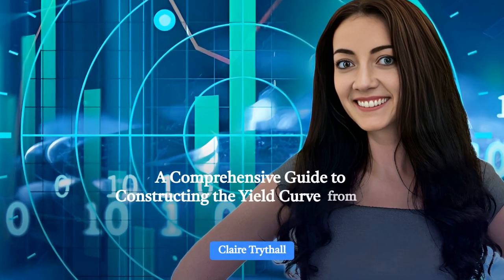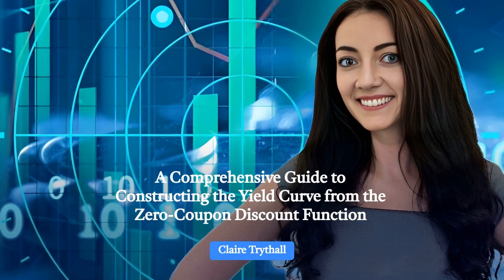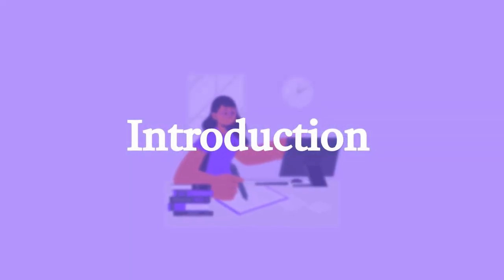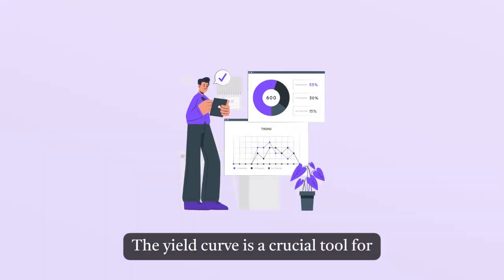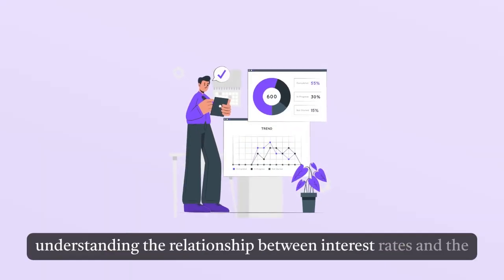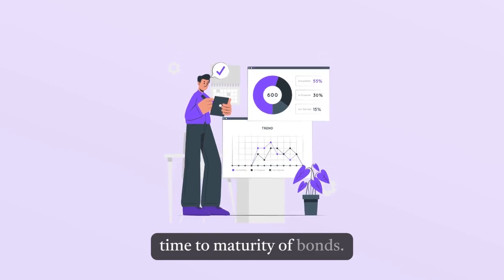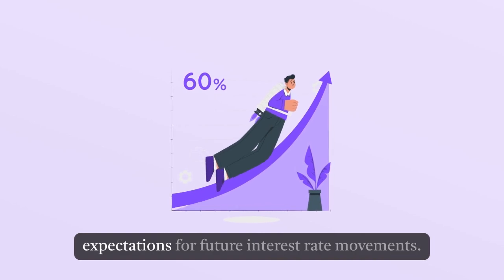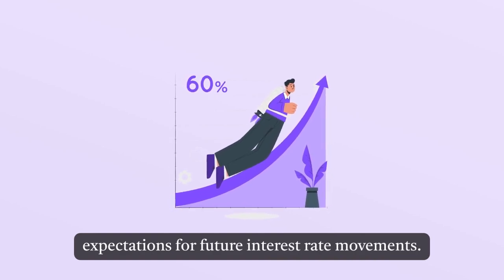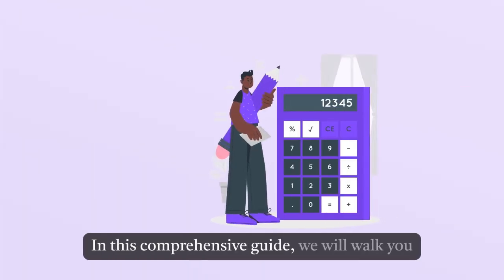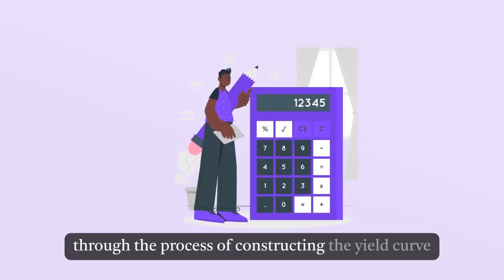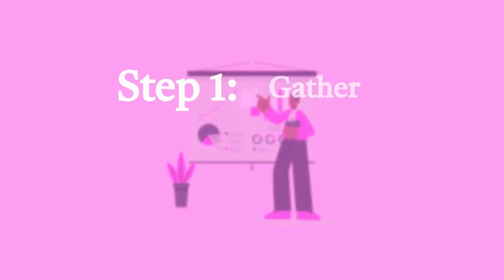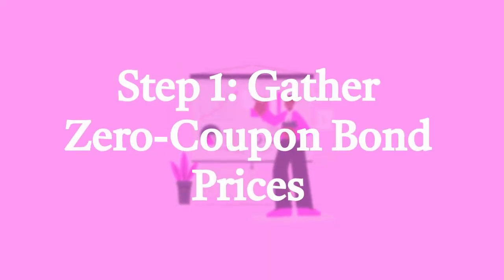A comprehensive guide to constructing the yield curve from the zero coupon discount function. Introduction. The yield curve is a crucial tool for understanding the relationship between interest rates and the time to maturity of bonds. It also provides valuable insights into the market's expectations for future interest rate movements. In this comprehensive guide, we will walk you through the process of constructing the yield curve from the zero coupon discount function. Step 1: Gather zero coupon bond prices.